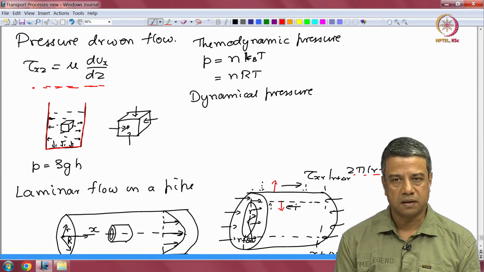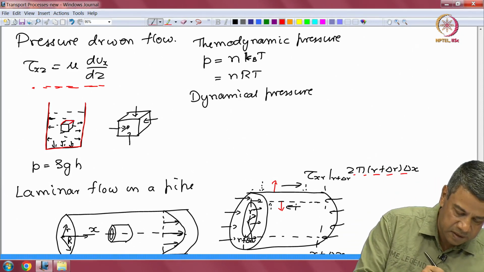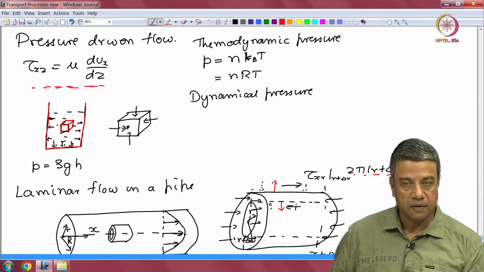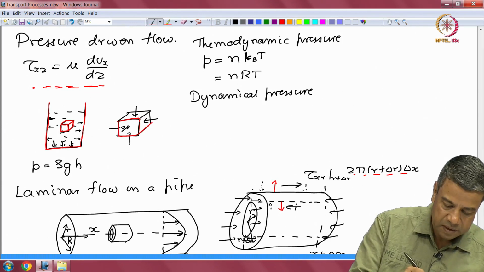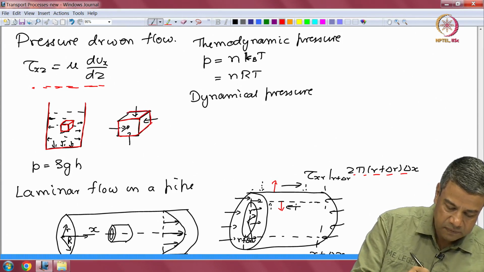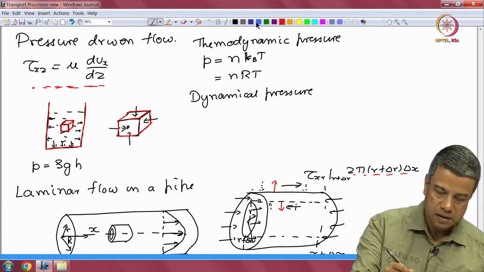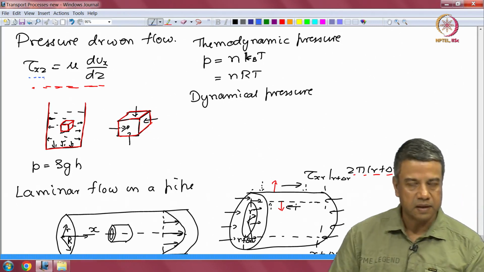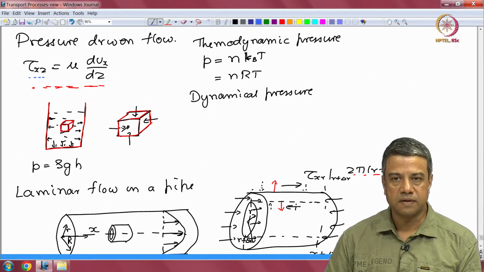Even within the fluid, if you take a small differential volume, there is pressure acting on the sides of that volume. For a differential volume, the pressure is always compressive. It always acts along the outward unit normal. Recall that we had defined, for example, the shear stress as tau xz. Tau xz is the force per unit area in the x direction acting at a surface whose outward unit normal is in the z direction.